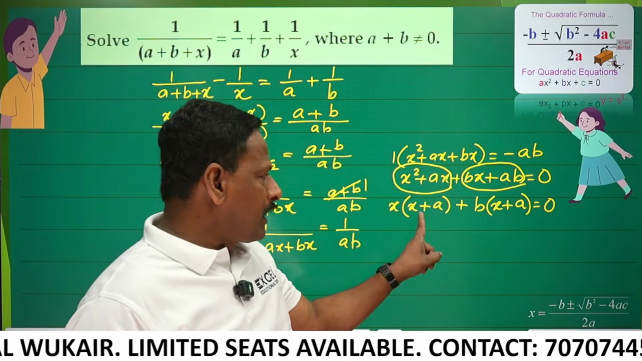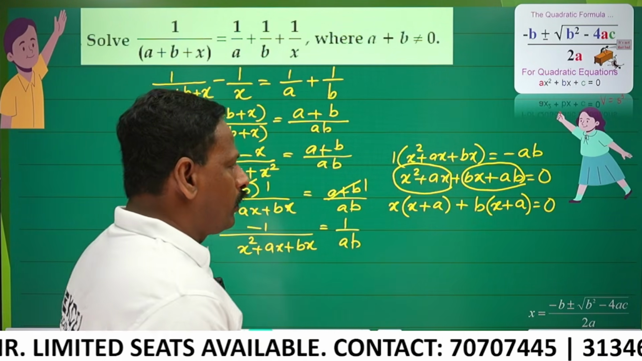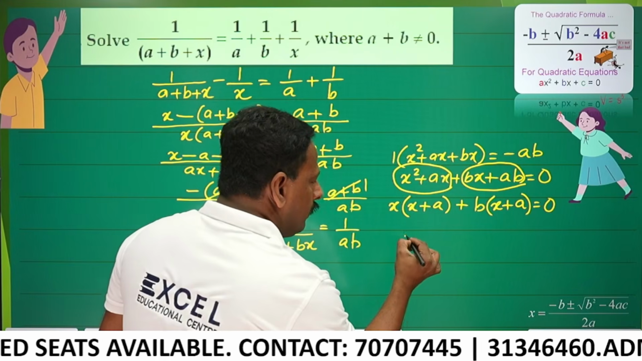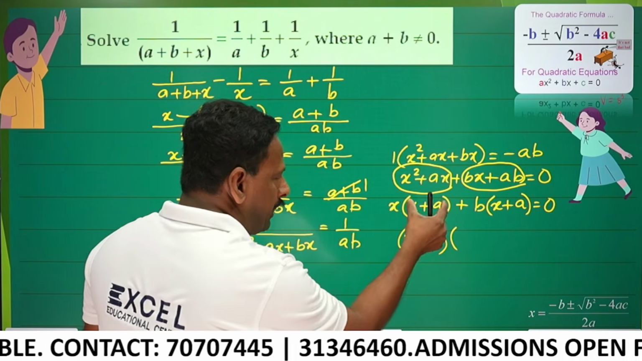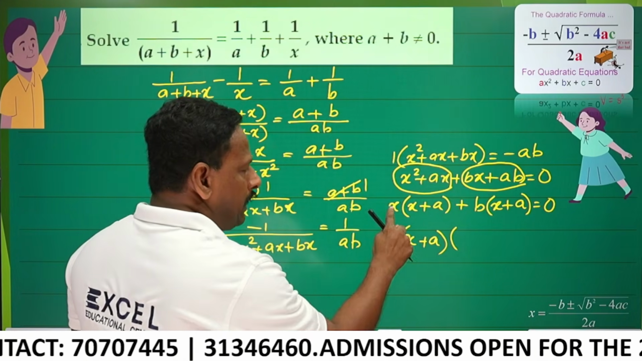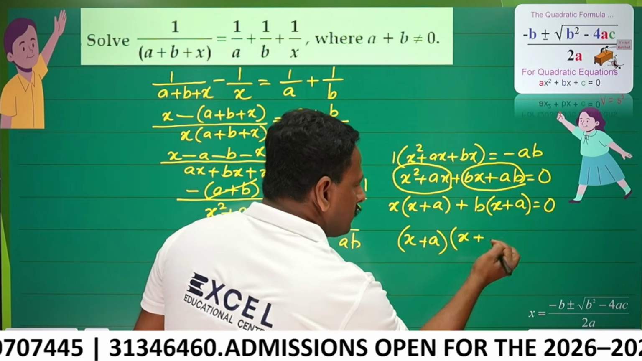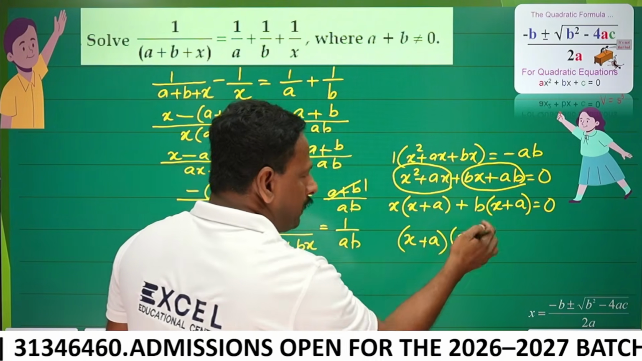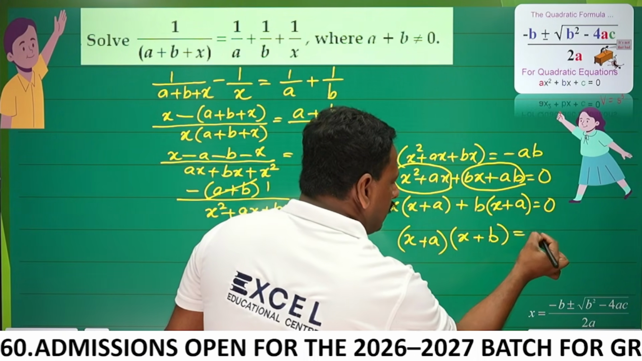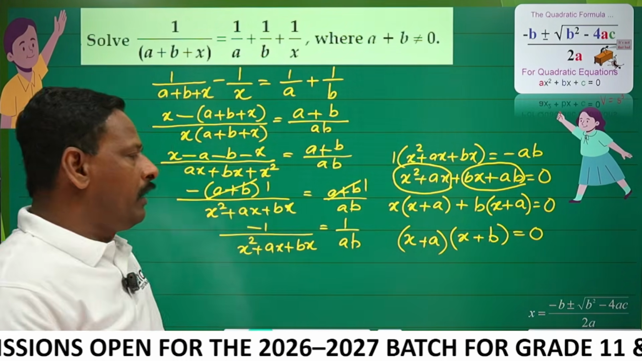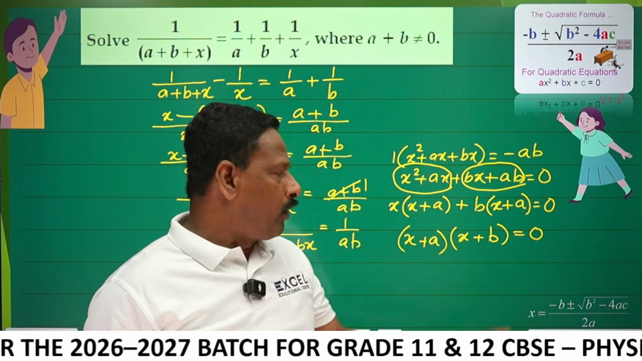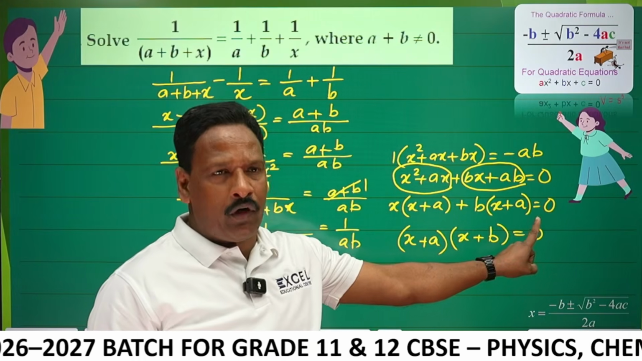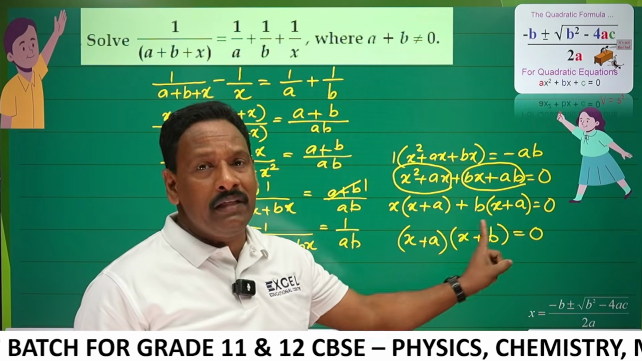Again you can see x plus a is common in these two. If you take that x plus a outside, what remains from the first is x, and from the second is b, equal to 0. So here is a product, x plus a into x plus b equal to 0. A product will become equal to 0 only if one among them is 0.